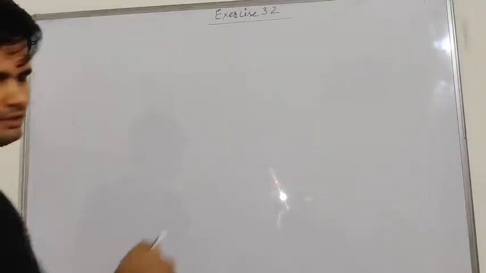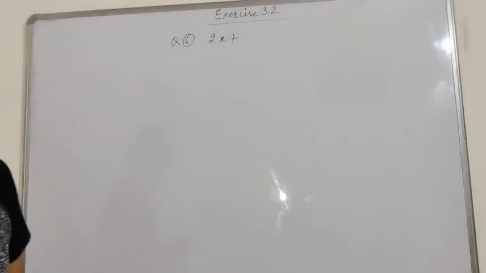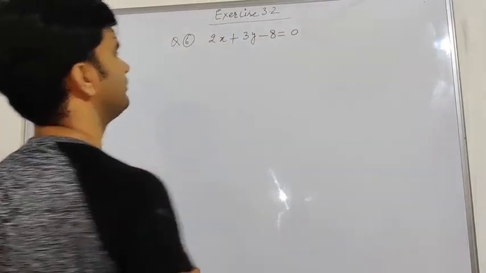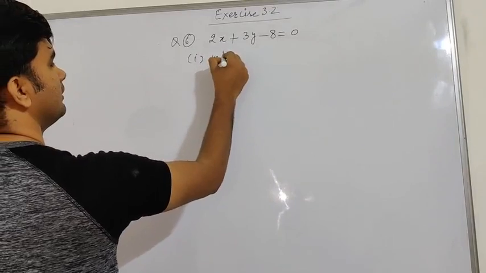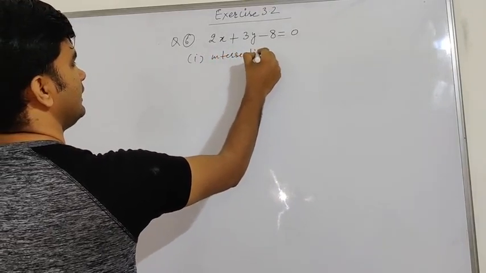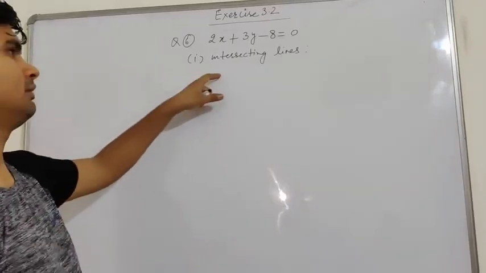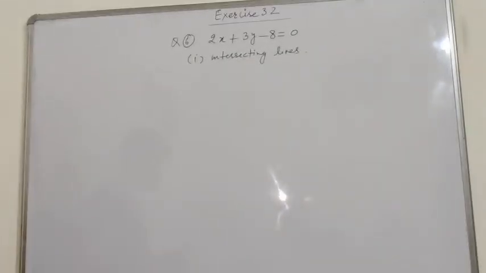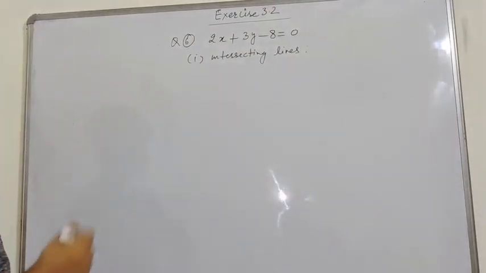See here, the given equation is 2x + 3y - 8 = 0, right? First we need intersecting lines. To find a pair of intersecting lines, a1/a2 should not be equal to b1/b2, right? So many answers are there for this question.